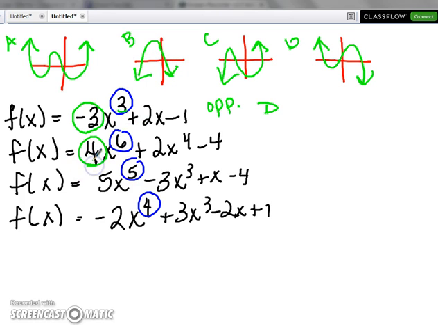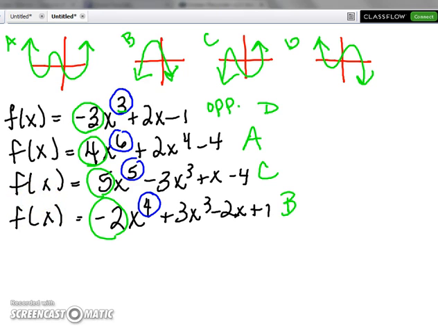Positive leading coefficient means the right-hand side is going to be going up. This is the only one that has the right-hand side going up of my two same endings, so this one has to be A. Odd degree, it's got to be C or D. Leading coefficient is positive, which means it ends on the right-hand side positive, so it's got to be C. Even degree, they're ending the same. Leading coefficient is negative, the right-hand side's going down, it's got to be B.